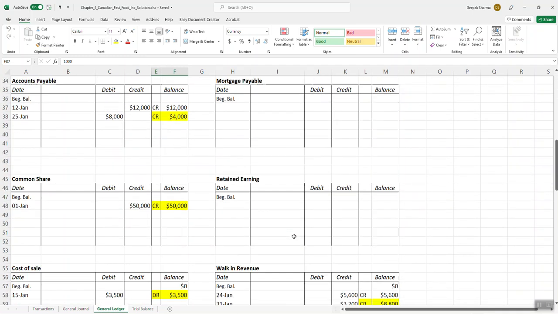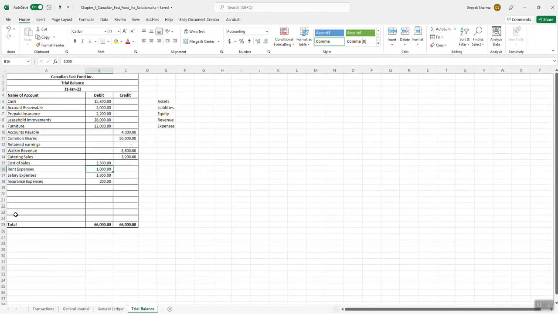Okay, so we're done. And then what we do finally, we put a sign here, total. We total the debit, which is 66,000, and then we total the credit, which is also 66,000. Once they agree, most likely you did it correctly, all the postings were done correctly, and then you can move on to the next question after that.